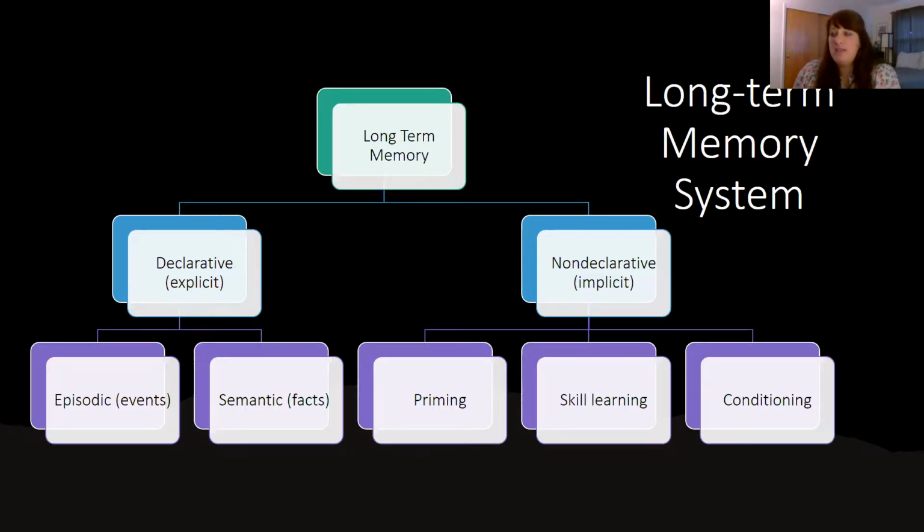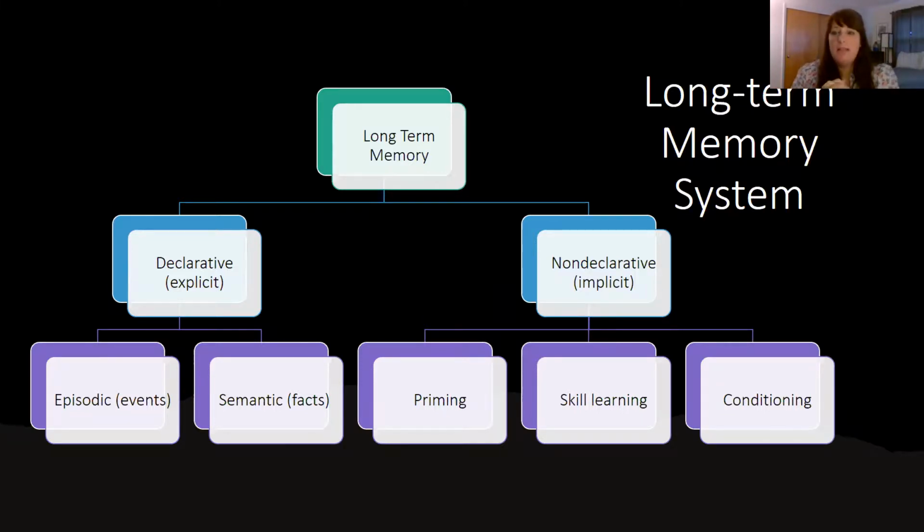So we're going to talk now about the differences between two types of long-term memory: declarative, or sometimes referred to as explicit memory, and non-declarative, sometimes referred to as implicit memory. So we'll see how these types of memory work together as the information that students might learn is consolidated from working memory to long-term memory. So how that information is moved from working memory to long-term memory.